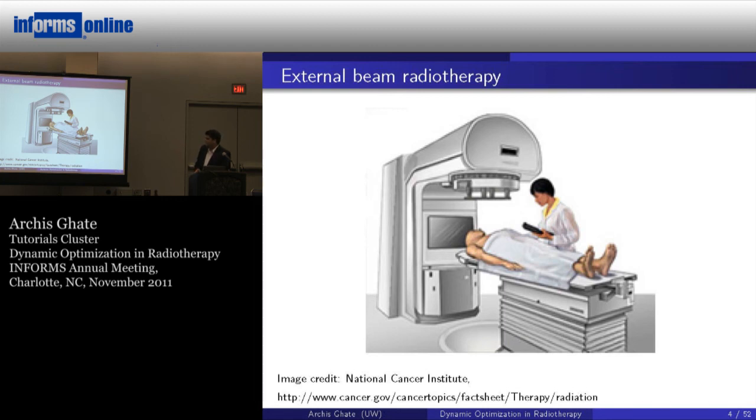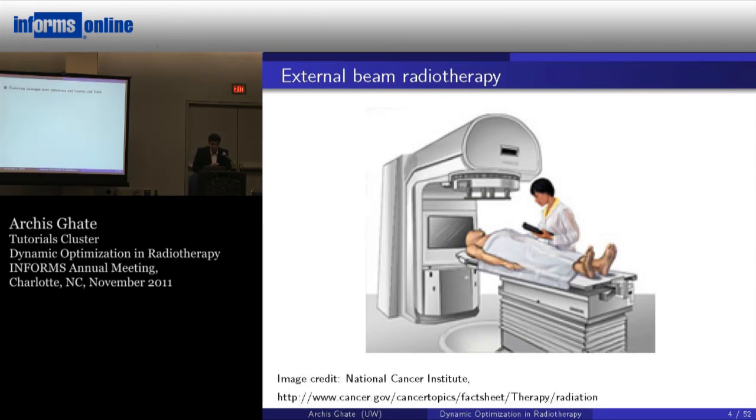And this is a picture I found, again, on the National Cancer Institute website that shows the basic setup of how this works. There is a couch on which the patient lies, and there is a machine which is connected to a linear accelerator. It's called a gantry, which can rotate and pass radiation through the patient's body. Okay, so that's the idea in external beam radiation therapy. So that's the basic setup.